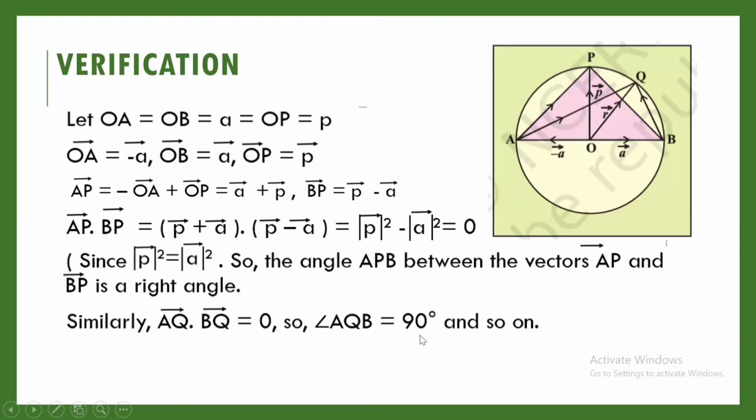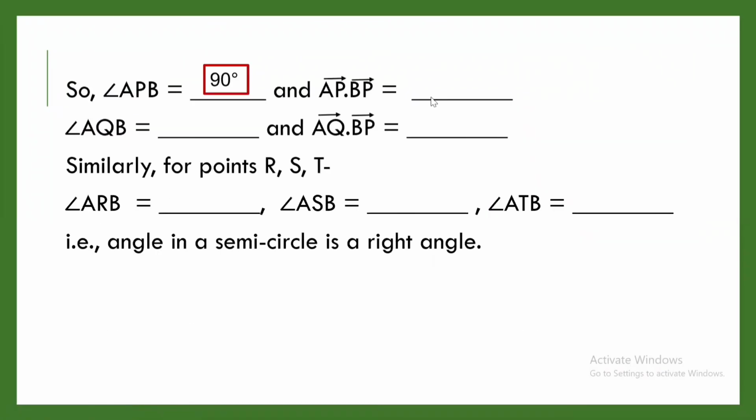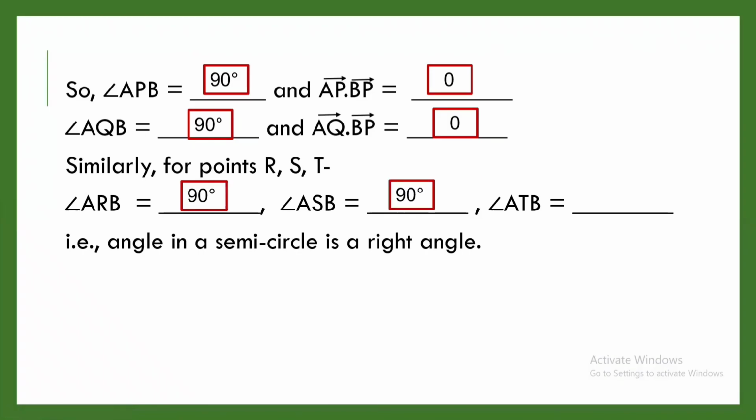So let us go back to the observation table. The dot product of AP and BP comes out to be 0. Angle AQB is 90 degrees. Dot product of AQ and BQ comes out to be 0. Similarly, for points R, S, and T, angle ARB is also 90. Angle ASB is 90. ATB is equal to 90. And hence, I can say that the angle in a semicircle is a right angle.